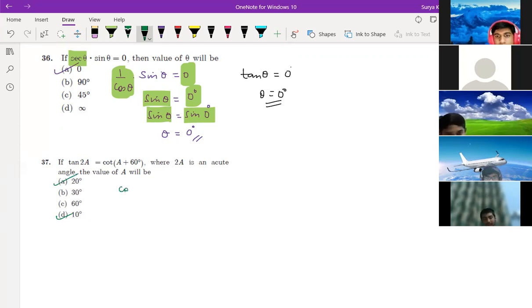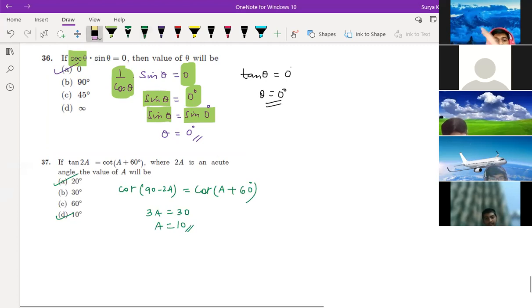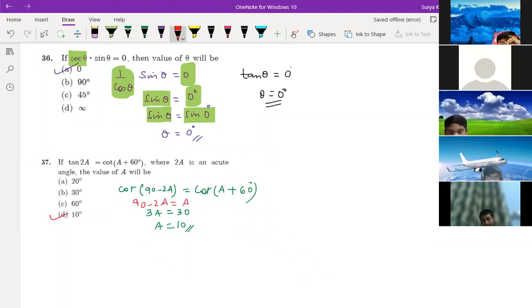Tan 2a can be written as cot of 90 minus 2a, which is equal to a plus 60. What is the answer, Rasool? So D is the correct answer. Okay. So 90 minus 2a is equal to a plus 60. If you solve for a, you'll get 10 degrees. All right. Okay.